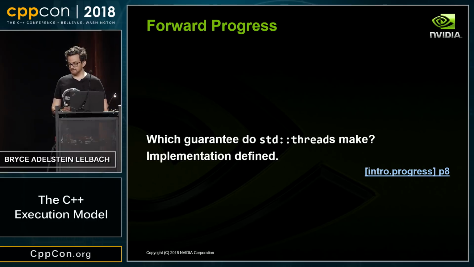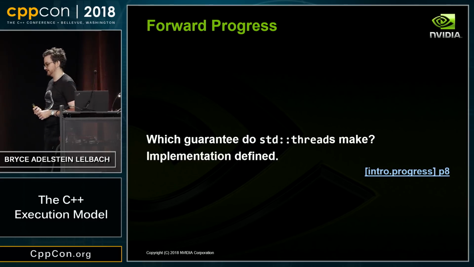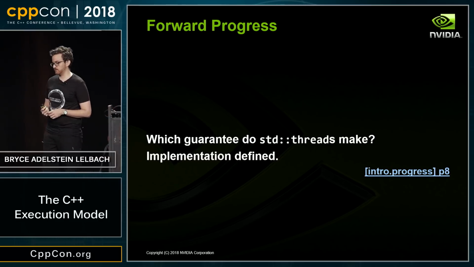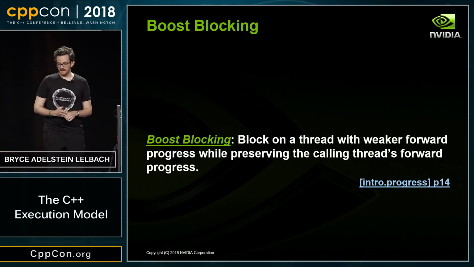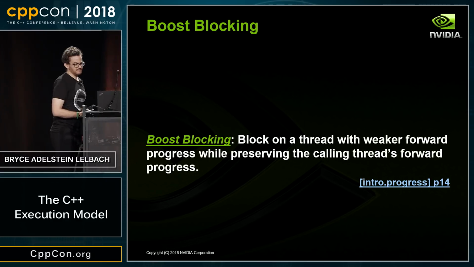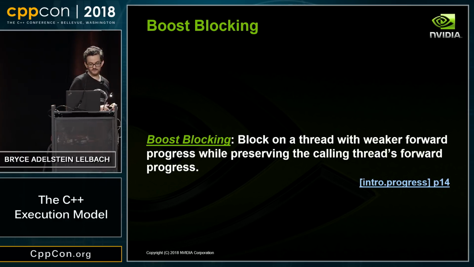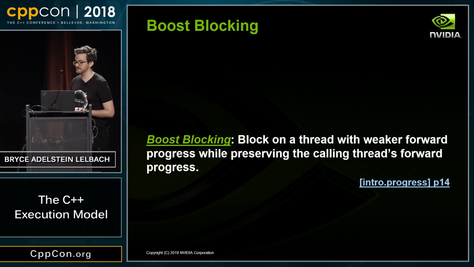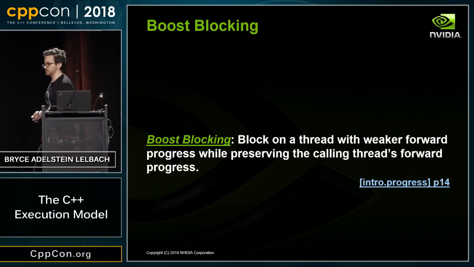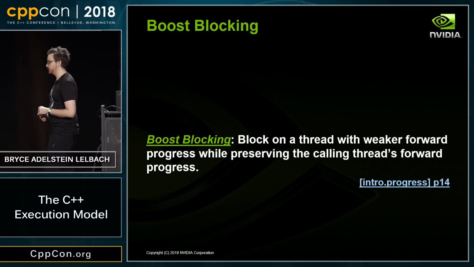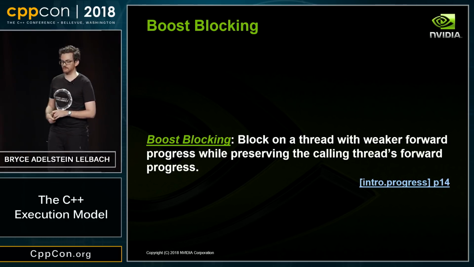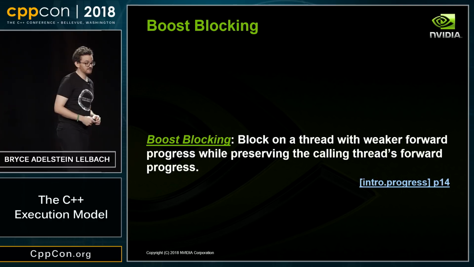So there is a mechanism in the standard which has a mouthful of a name. It's a block with forward progress delegation, but there's a nickname that we give it within Study Group 1, which is boost blocking. What boost blocking does is it is a mechanism for blocking on a thread with weaker forward progress guarantees while preserving the calling thread's forward progress. So this is very useful when you're dealing with non-concurrent threads of execution.